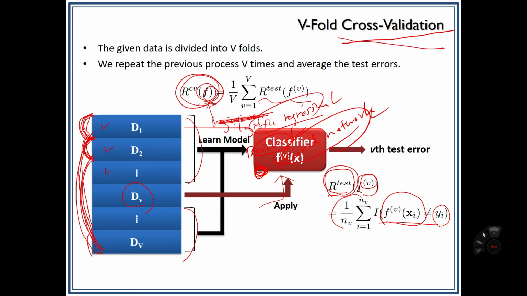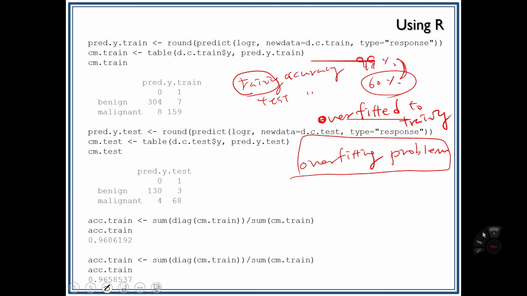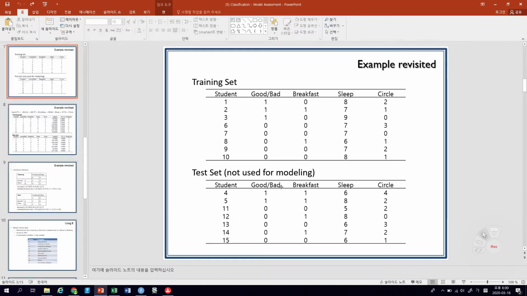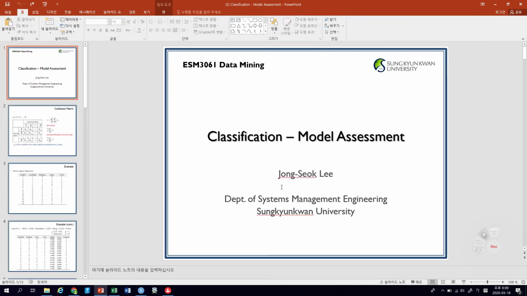So instead of doing training and test just once, we do that V times, and we get the averaged test error. That is cross validation, and that's everything for model assessment. This is what we usually do to assess the goodness of the classification model.